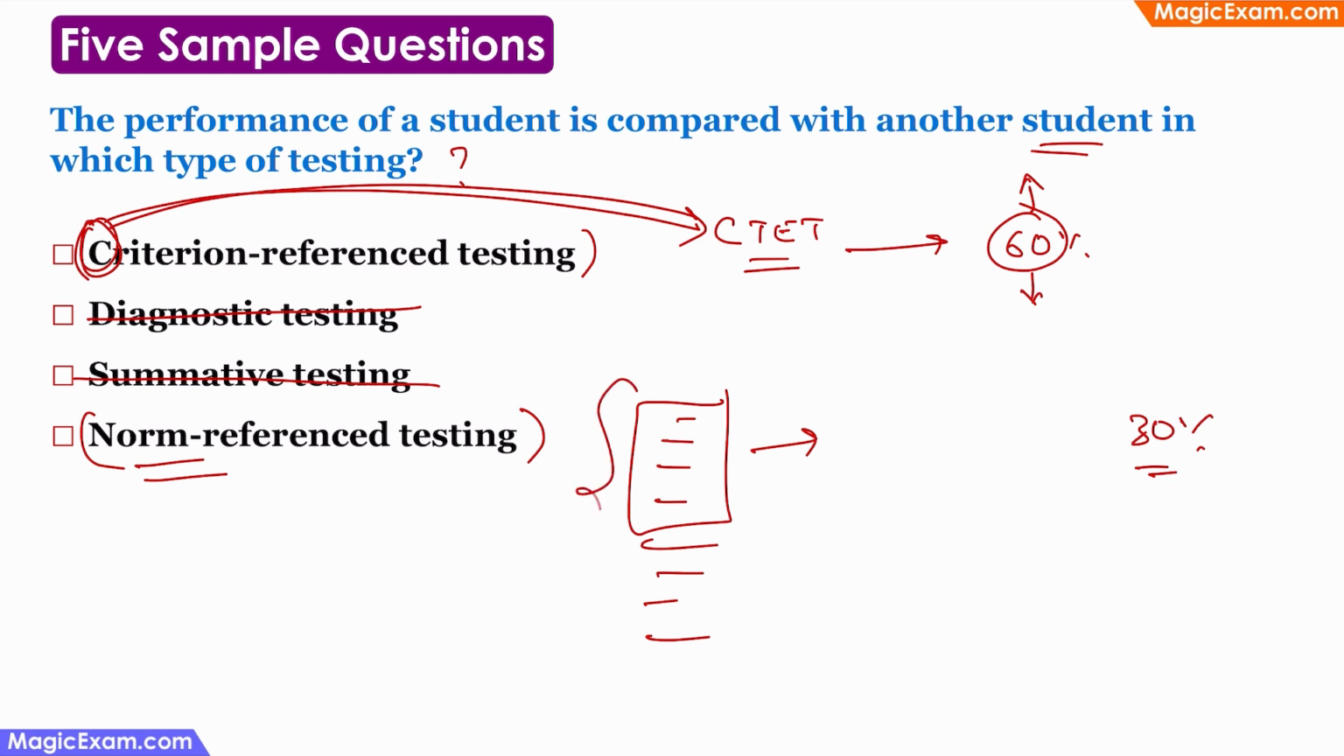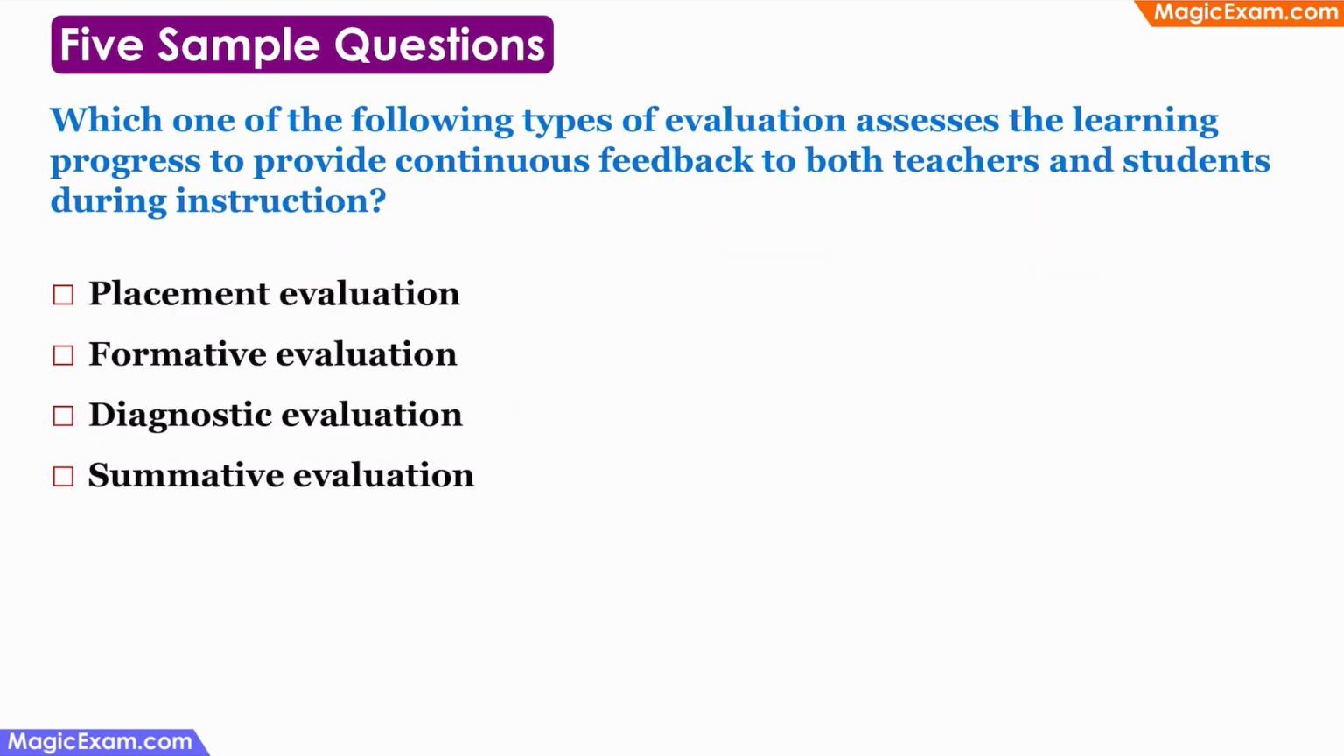You are just focusing on the rank. So norm referenced testing is where you are comparing the students with other students in the same exam. Which one of the following types of evaluation assesses the learning progress to provide continuous feedback to both the teachers and student during the instruction?